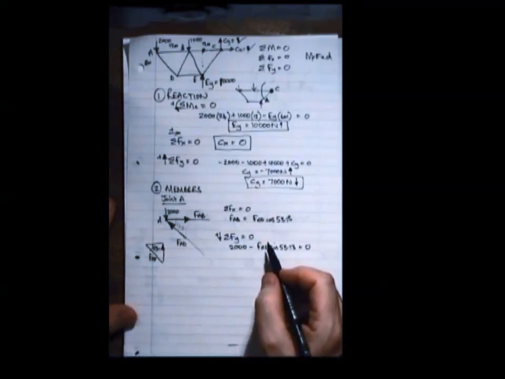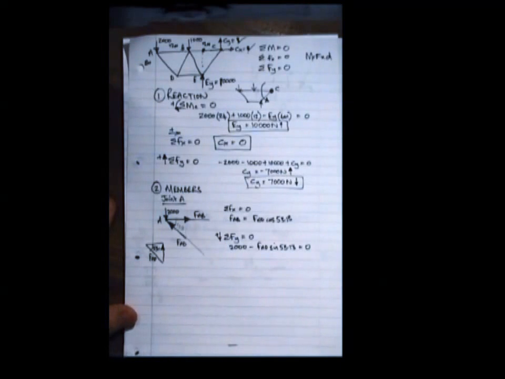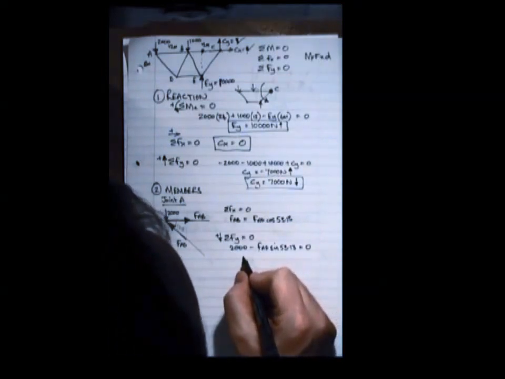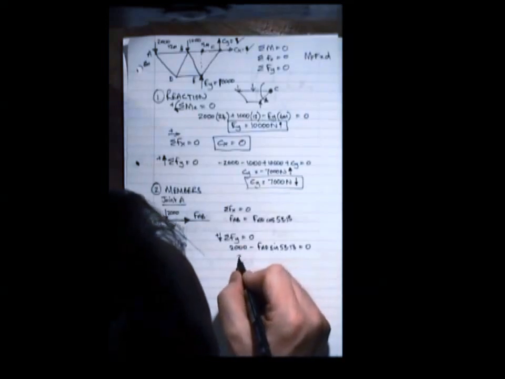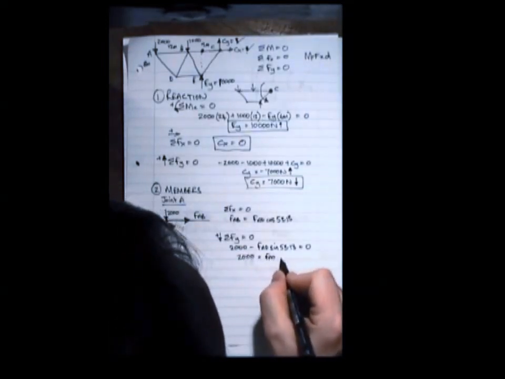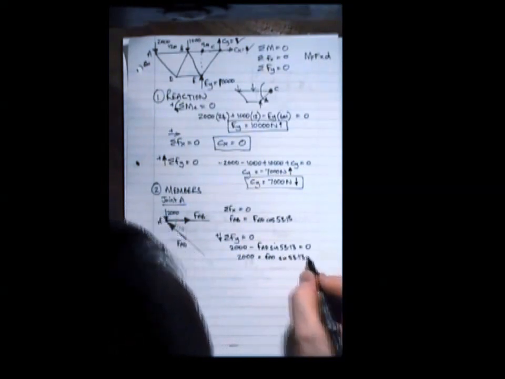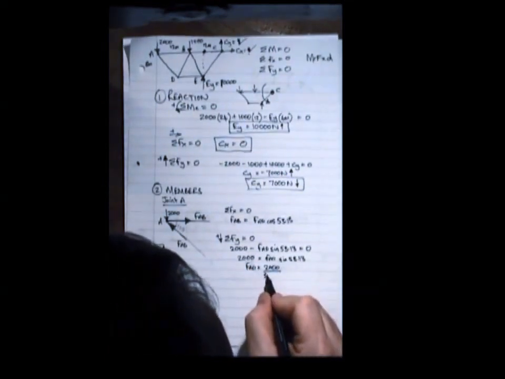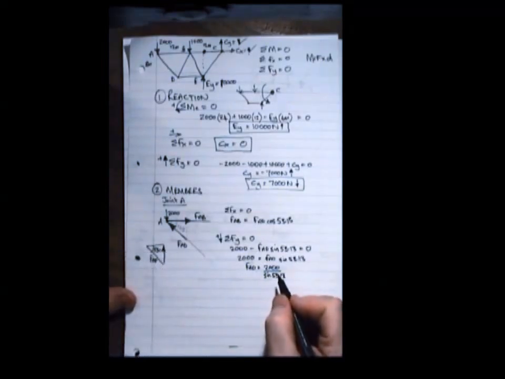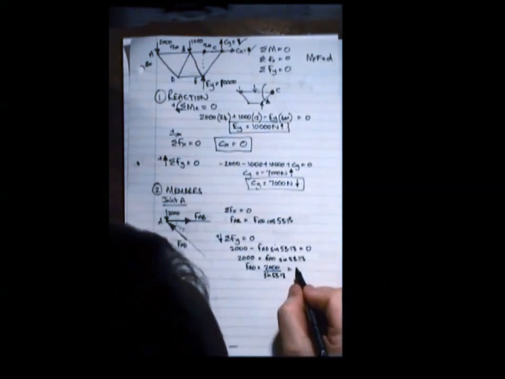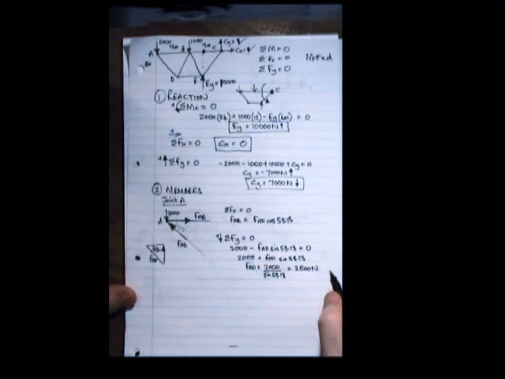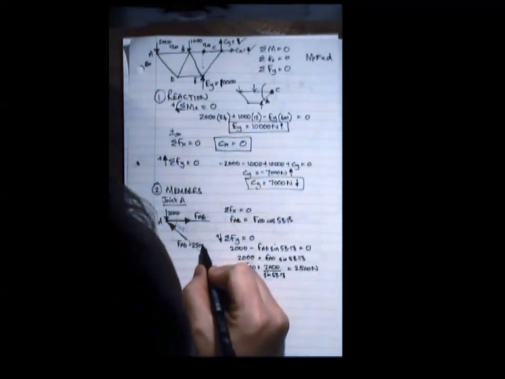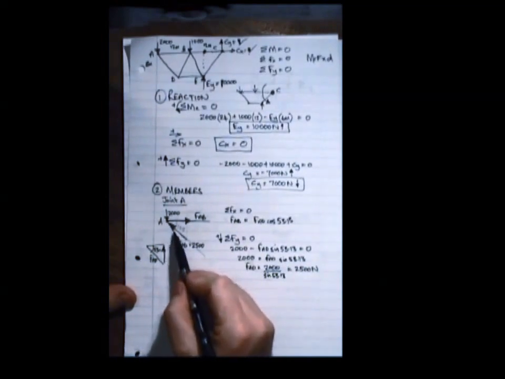Now the only unknown that we have is FAD. So what we're going to do is take the FAD over that side, so we've got 2000 equals FAD sine 53.13, FAD equals 2000 divided by sine 53.13, and that equals 2500 newtons. So we now know that FAD is 2500. The arrow is pointing upwards.